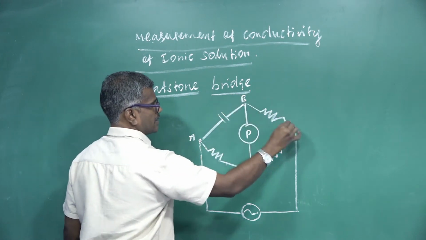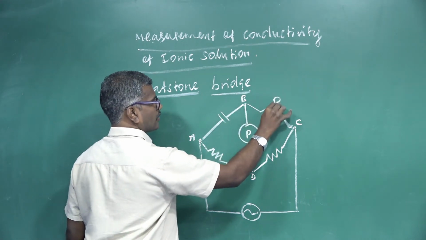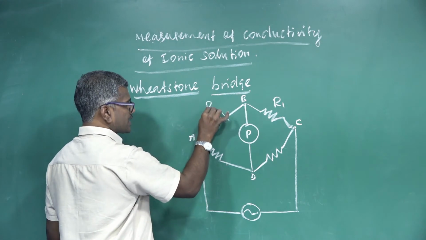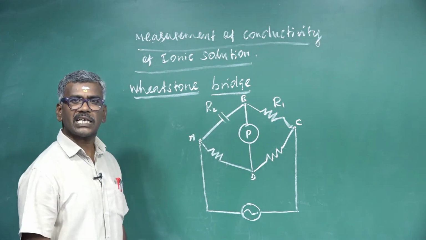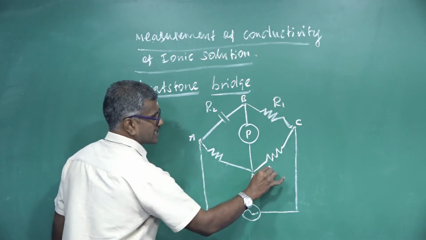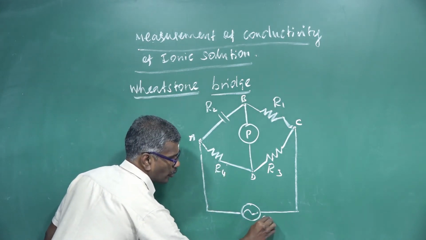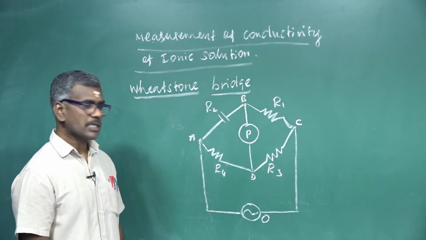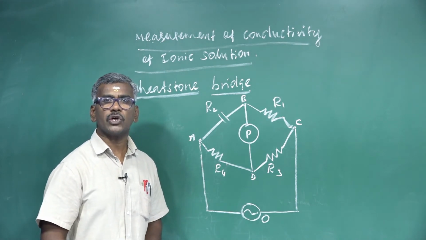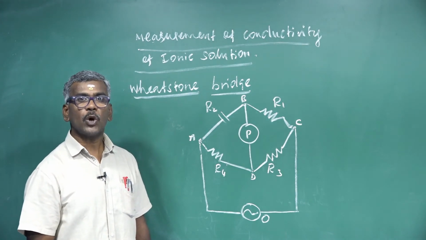A, B, C, D. Here this one is R1, that is a variable. This one is R2, that is the conductivity cell having the unknown resistance. This one is R3, this one is R4. This one is O. O is nothing but an oscillator. It is used as a source of AC power of audio range, 550 hertz to 5 kilohertz.